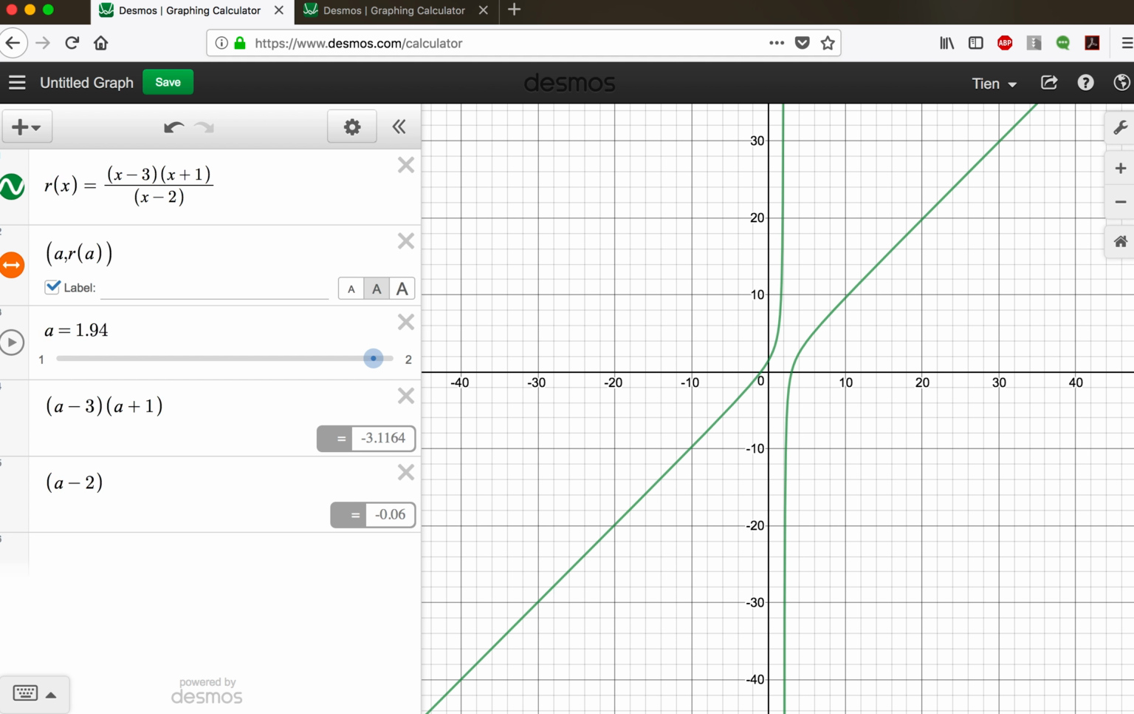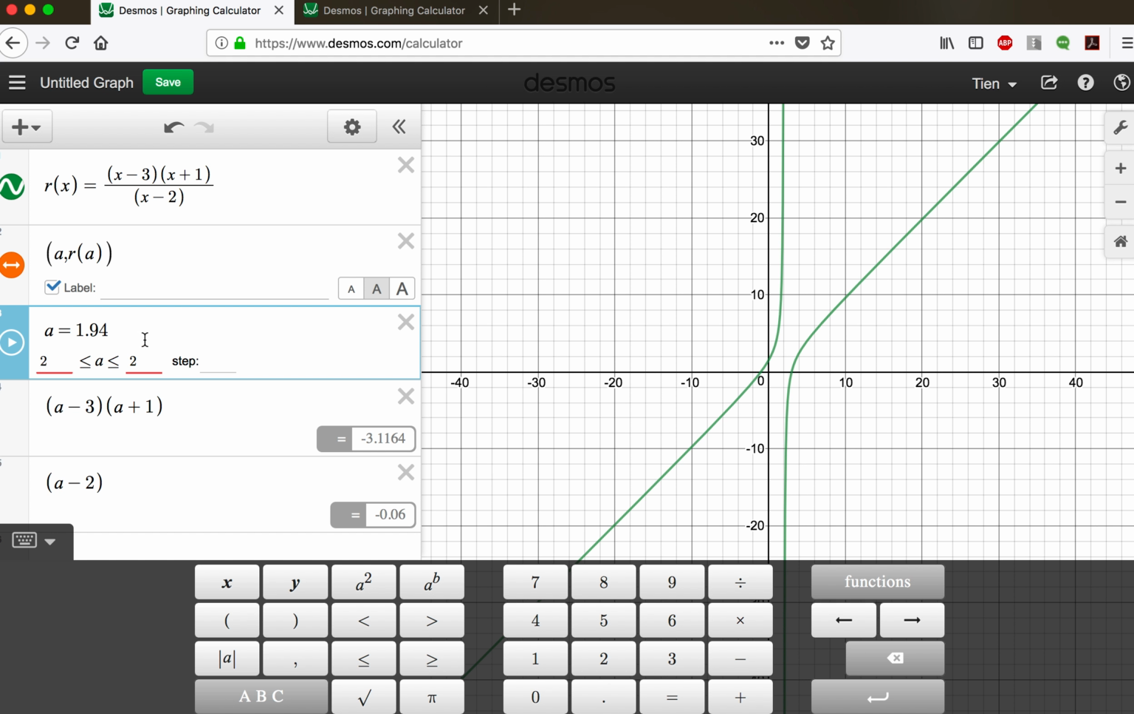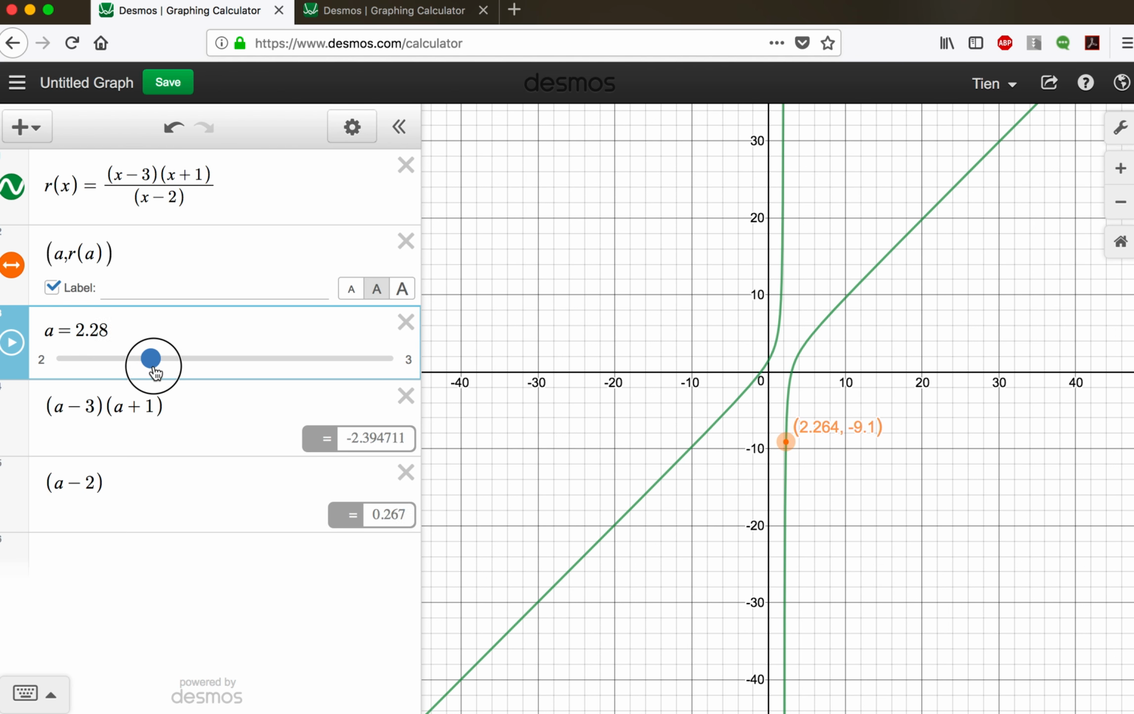Now, let's see what happens when I make my lower bound 2 and my upper bound 3. Let's get close to 2. Well, the same thing here, right? As I move in towards this thing, my numerator gets closer and closer to negative 3, and my denominator also gets closer and closer to 0, except now when I take a number bigger than 2 minus 2, these values are positive, so when I take their quotient, it's negative, and so that heads down to minus infinity.